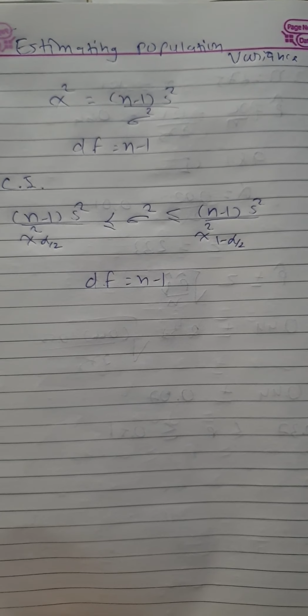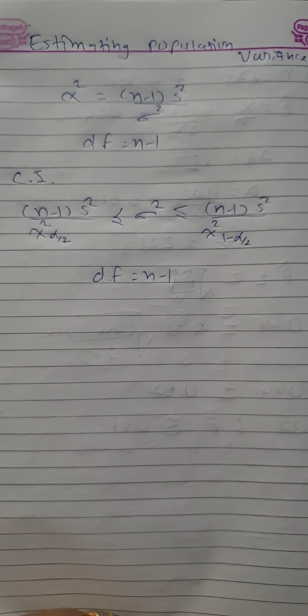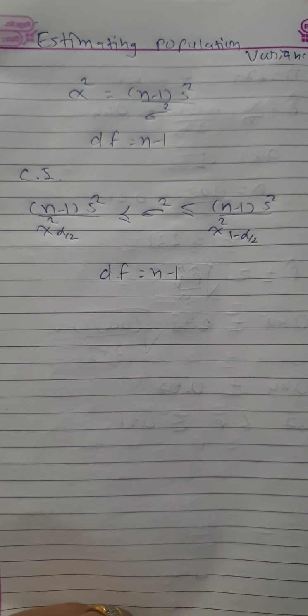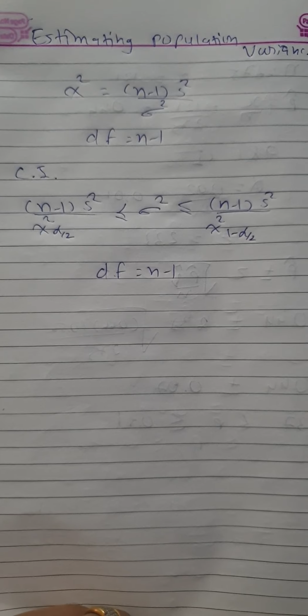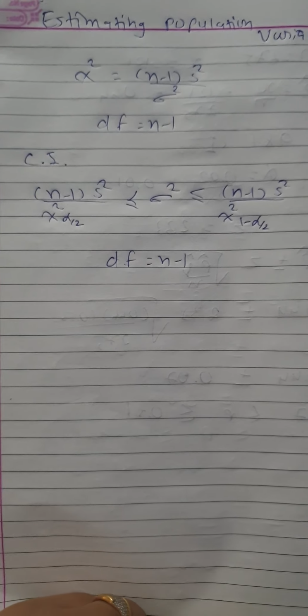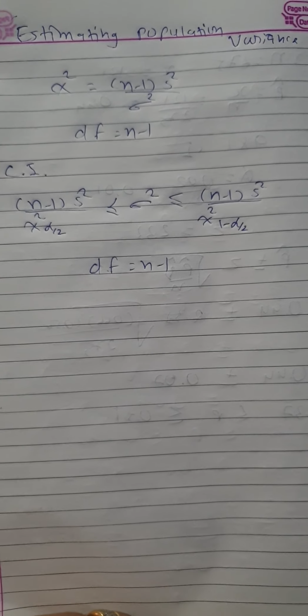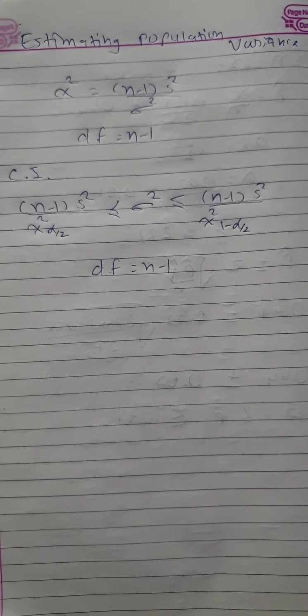Hello everyone. Now our next portion is about estimating the population variance. Here our formula will be chi-square equals n minus 1 into s square upon population variance. Degree of freedom will be n minus 1. And for confidence interval, you have to apply this formula that we will apply during our sums.